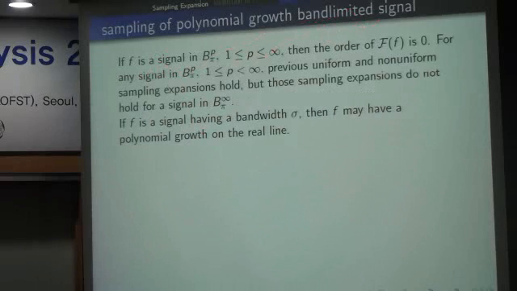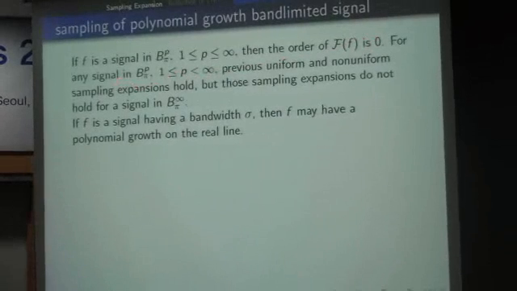So if f is in the Bernstein space, then the order of f is 0. So for any signal in the Bernstein space where p is not infinite, the sampling expansion, uniform and non-uniform, holds. But this expansion does not hold for a signal when p is infinite. So I want to introduce a sampling expansion for a signal with bandwidth sigma, and this signal has polynomial growth on the real line. So we have to use the distribution theory, since the inverse Fourier transform is defined in the distributional sense.